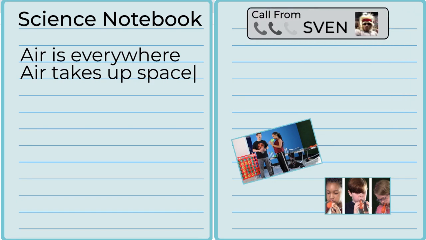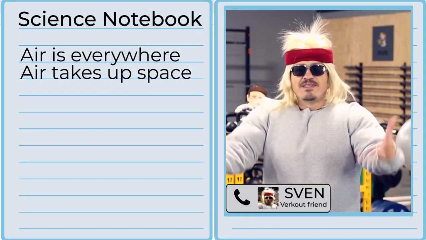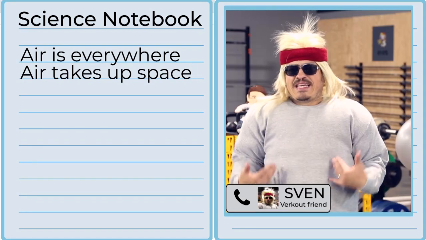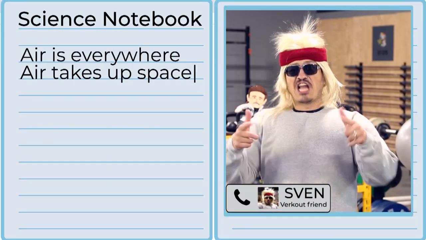Oh no! I was supposed to go to the gym to work out with Sven today. Yeah, Mr. C, where are you? You're supposed to be here at the gym getting buff today. Hi, Sven. I'm so sorry. I totally forgot about our workout today. I started writing a new song about air, and I've been learning all sorts of neat things with all of my new friends. Yeah, Sven loves your music.